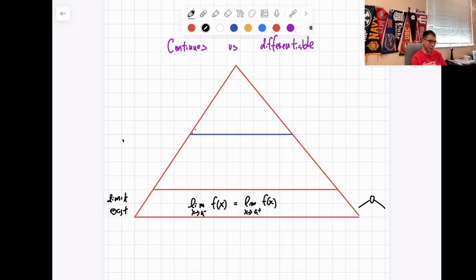The second tier is continuous. For continuous, we know there are 3 conditions. What is the first condition, as on your test? I'm surprised people got this one wrong. Yes, Benicia? f of a must be defined. So if it's defined, what does that look like? It's a closed circle on a graph. Okay, so that's the first condition. What will be the second condition? Yes, Amen. The limit as x approaches a must exist.